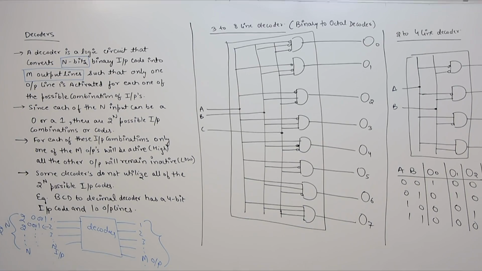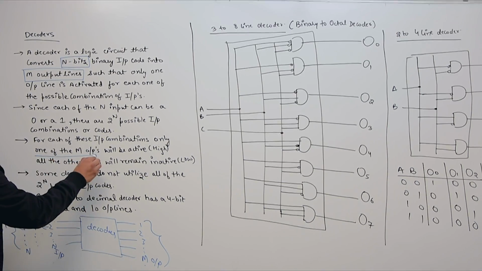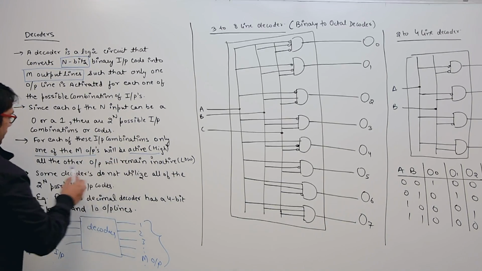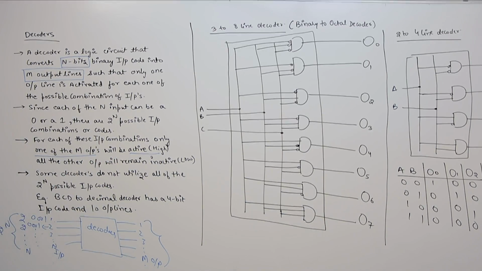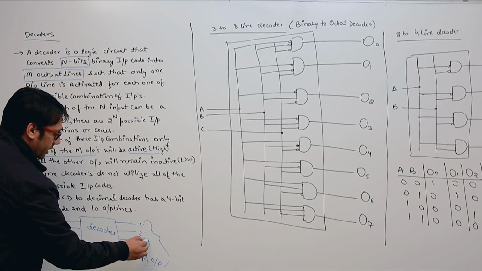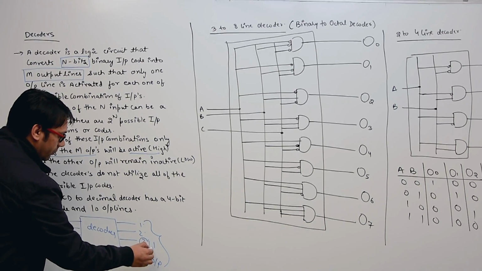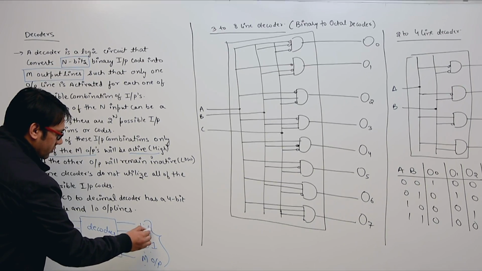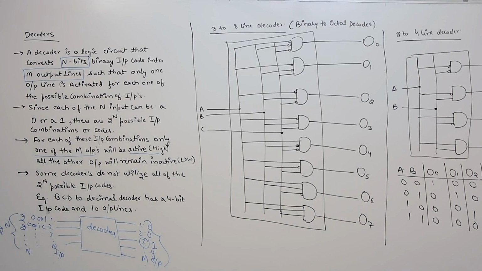So let us see, for each of these input combinations only one of the m outputs will be active high and all the other outputs will remain inactive. That means at one time, out of all these m outputs, only one output will be high. Only one output will be producing 1 and the other outputs will be producing 0.